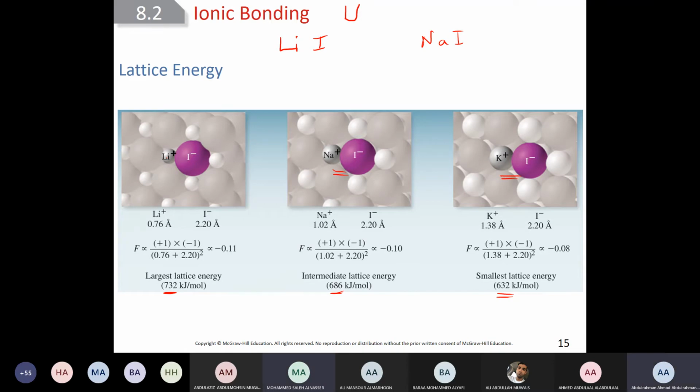By the way, this is not the lattice energy. It is actually the energy of attraction. This is also smaller. Why? The distance is greater.